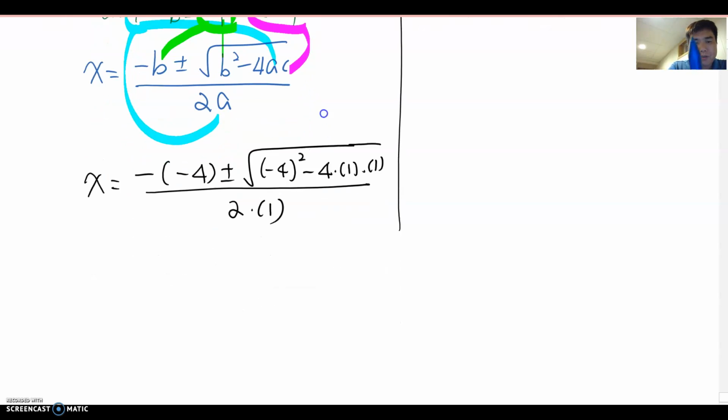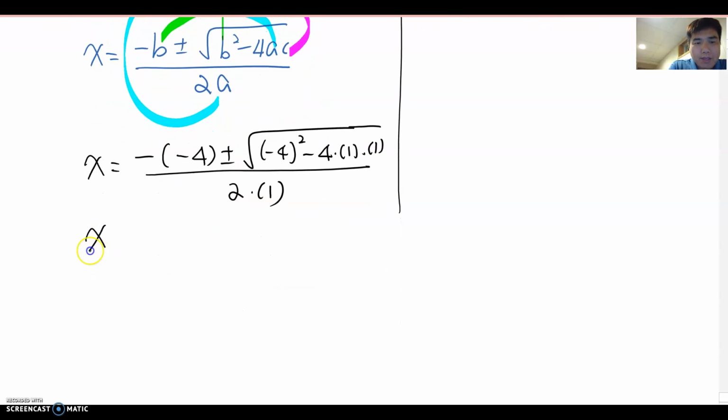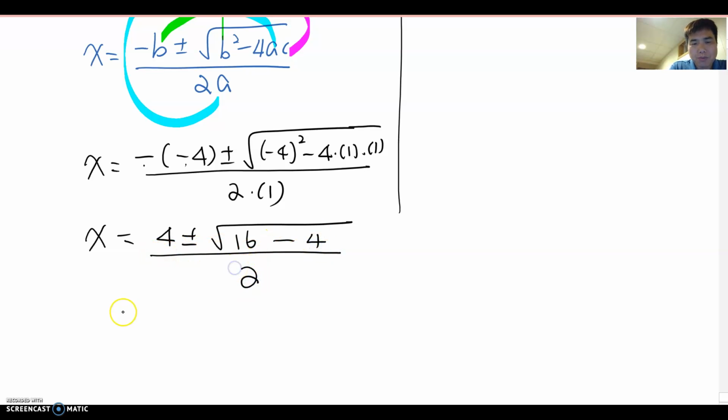Okay, so let's continue. x equals negative times negative becomes positive 4, plus and minus the square root of 16 minus 4 times 1 times 1, which becomes minus 4, over 2 times 1, which becomes 2. Therefore x equals 4 plus and minus the square root of 12, over 2. That's the answer so far, but we need to simplify as much as we can.